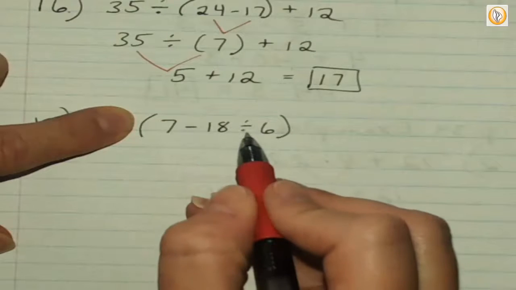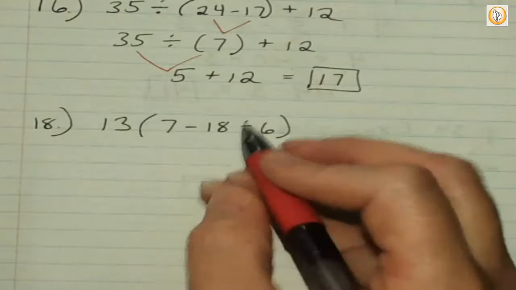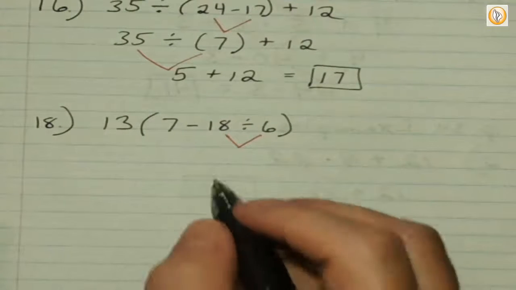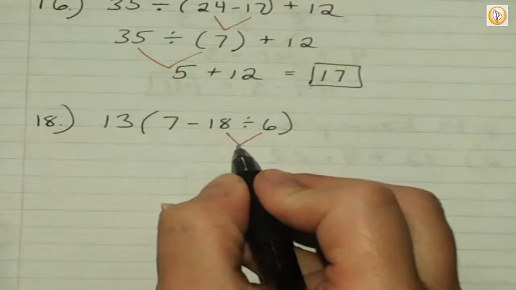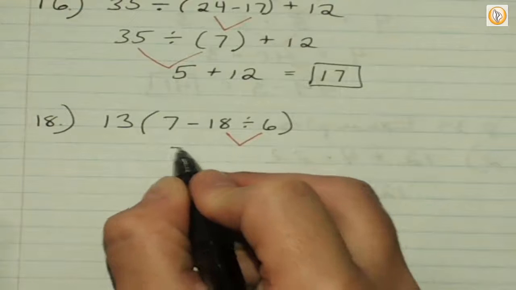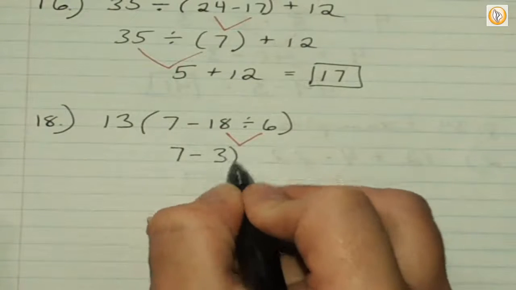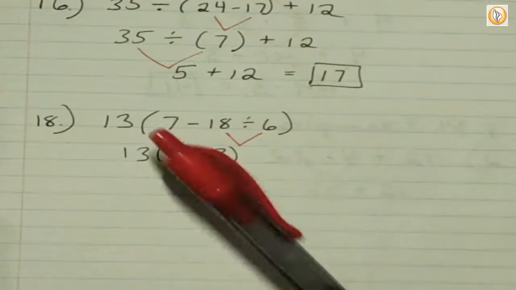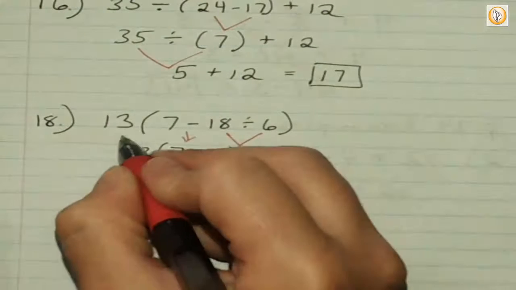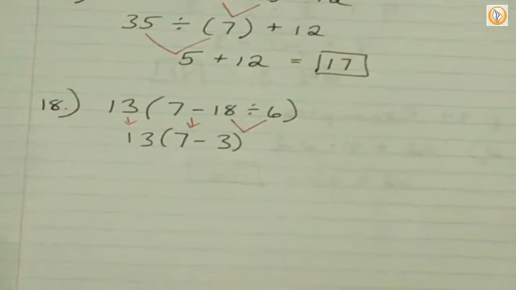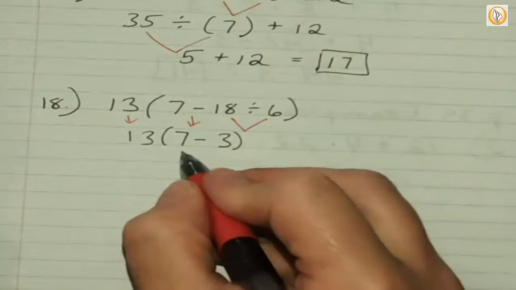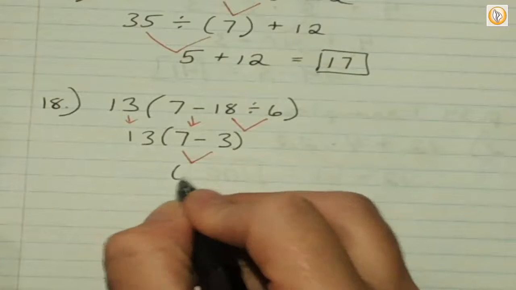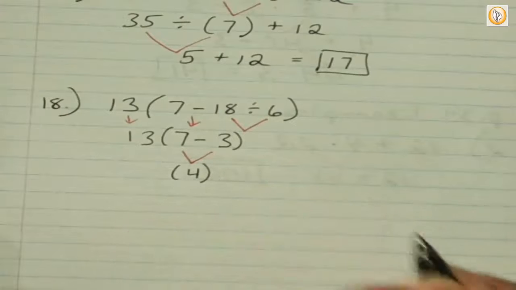Now he's going to work inside the parentheses. We have a subtraction and a division, and he is correct. We're doing 18 divided by 6. And what do you get, Joseph? There you go. I'm rewriting my problem, and you have to write it very carefully. So I'm bringing down my 7 and the subtraction sign and my 13. Now, Joseph, what do I do? 7 minus 3. And you get? 4. Very good.